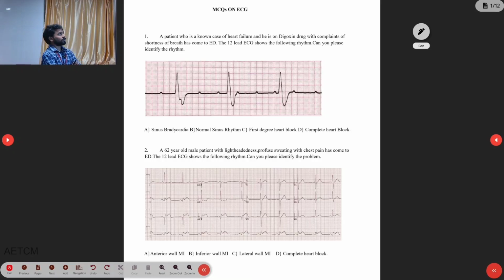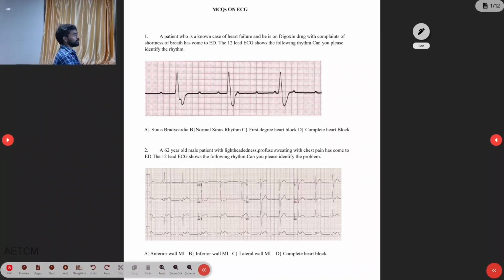So the first question is, a patient who is a known case of heart failure and is on digoxin drug with complaints of shortness of breath has come to ED. The 12 lead ECG shows the following rhythm. Can you please identify this rhythm? This is the first question. So for this first question we have answers.